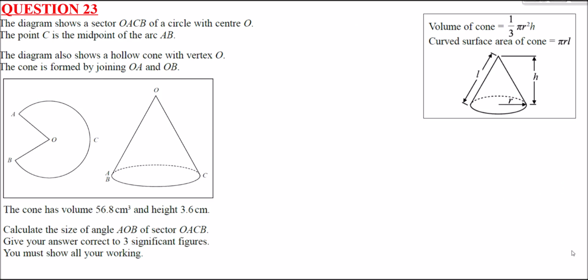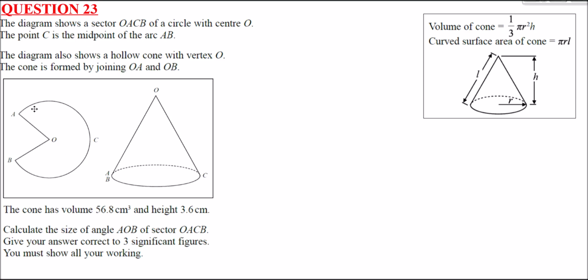Question 23 and question 24, the last two, are very hard in my opinion, but I'll explain them as best I can. So this one is not easy, but anyhow, we've got a diagram showing a sector OACB, which is here, of a circle with centre O. Point C, this one here, is the midpoint of the arc as it goes all the way from A to B. The diagram also shows a hollow cone with vertex O, so the tip is O, and the cone is formed by joining OA and OB.